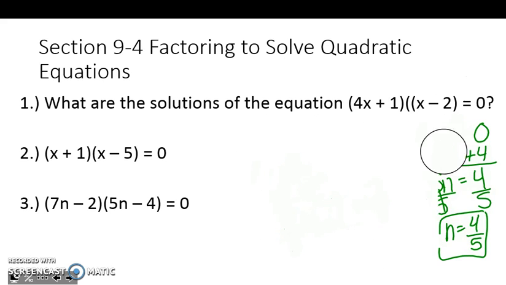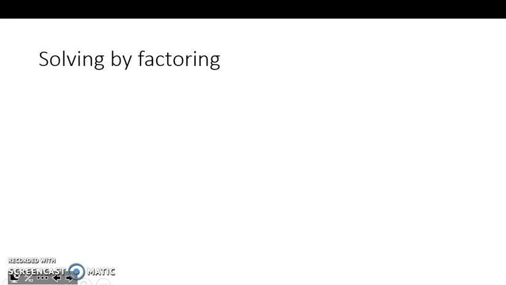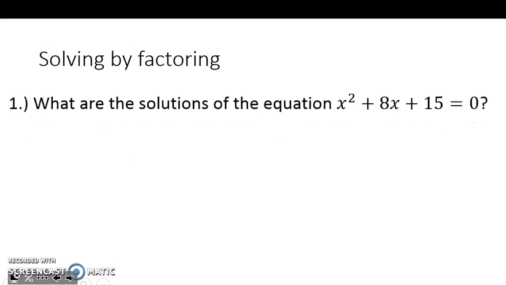All right, so that is how you solve them if they are already factored for you. Now we're going to have to actually factor first, okay? So guys, these are the same rules that applied last week when we learned factoring. So this one does not have an a value. So our rule is factors of c that add up to b. So 3 and 5.